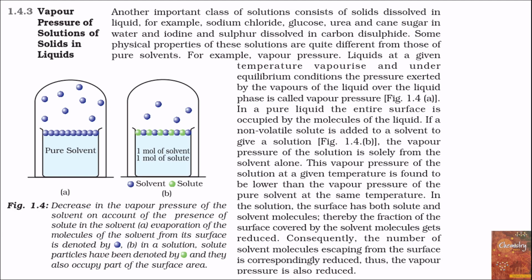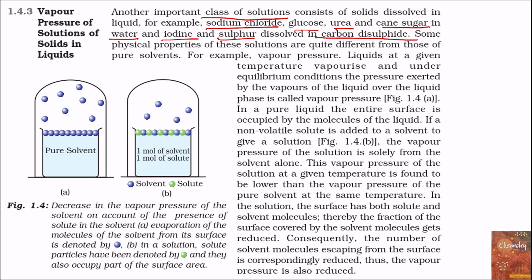Now next, vapor pressure of solutions of solids in liquids. Now this is another class of solutions in which the solute is solid and the solvent is liquid. Examples of solids dissolved in liquid are sodium chloride, glucose, urea and cane sugar in water. Here sodium chloride, glucose, urea and cane sugar are the solutes and water is the solvent. Another is iodine and sulfur dissolved in carbon disulfide. Here iodine and sulfur are solutes and carbon disulfide is the solvent.